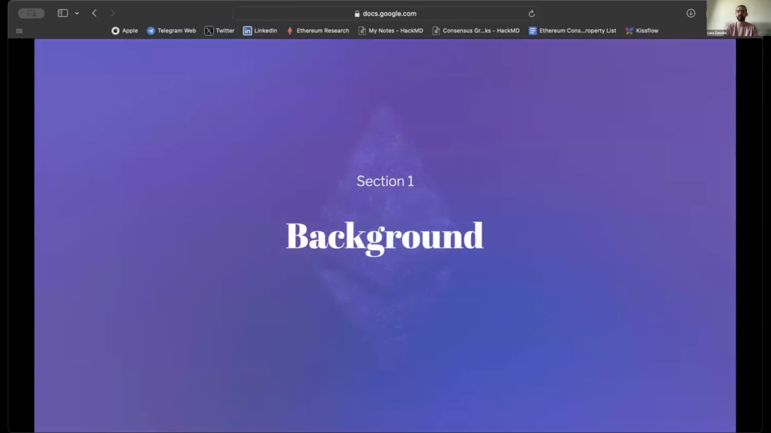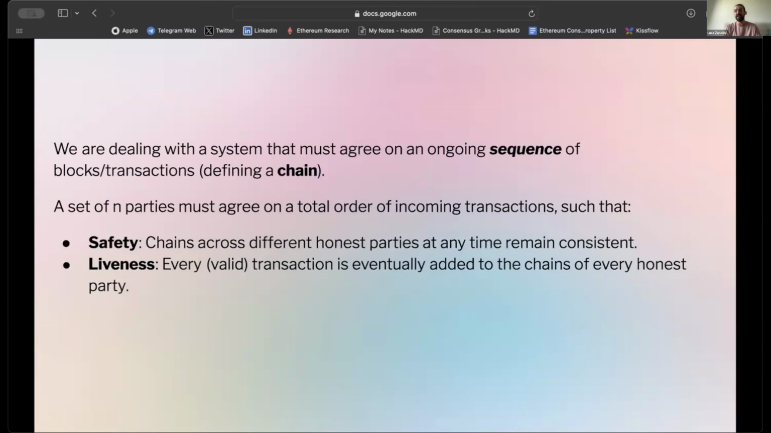So let me first start with some background notions so that we are all aligned with the terminology for the second part. I will actually start from the very beginning so that we can build from there and make this presentation as self-contained as possible. Of course, the first notion is the notion of consensus. Basically, what we are dealing with is a system that must agree on an ongoing sequence of blocks, or transactions batched in blocks, defining this notion of a chain. So we want to solve this problem of consensus given a set of n parties that must agree on a total order of incoming transactions.